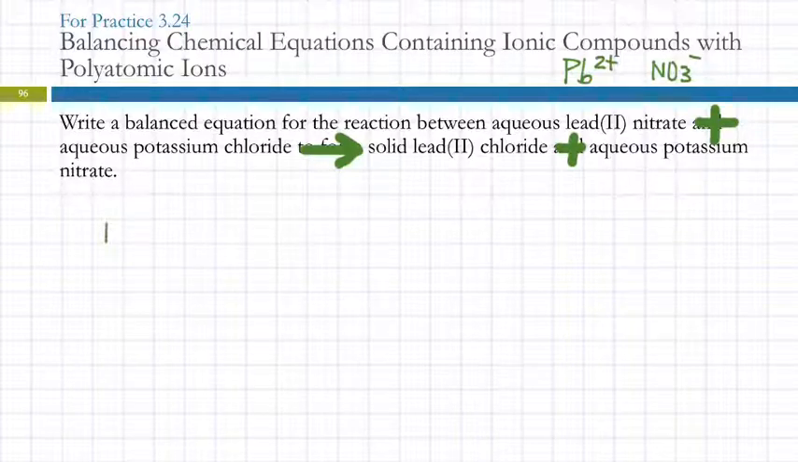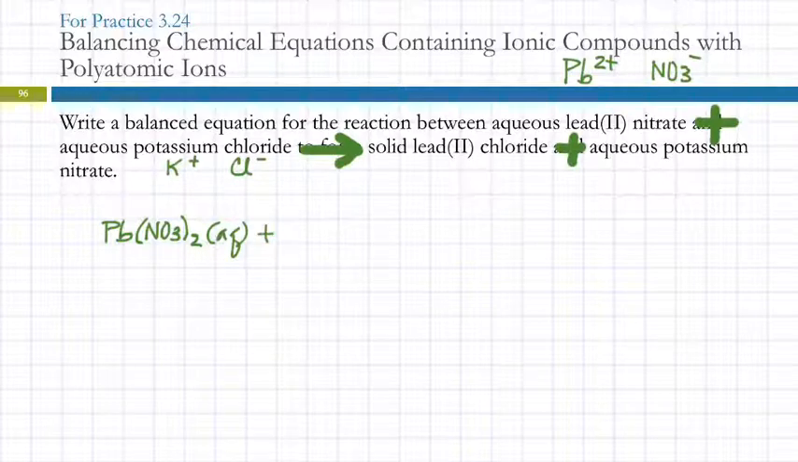So my first reactant is Pb(NO3)2. Got the parentheses because I have 2 of that polyatomic ion. I'm told it's aqueous, so I put aq as the state symbol. And then it says aqueous potassium chloride. Potassium's a metal, so this is an ionic compound. Potassium is K. It's K+ because it's in group 1. Chloride is a monatomic anion. It's -1 because it's in group 7. So plus KCl, aqueous.